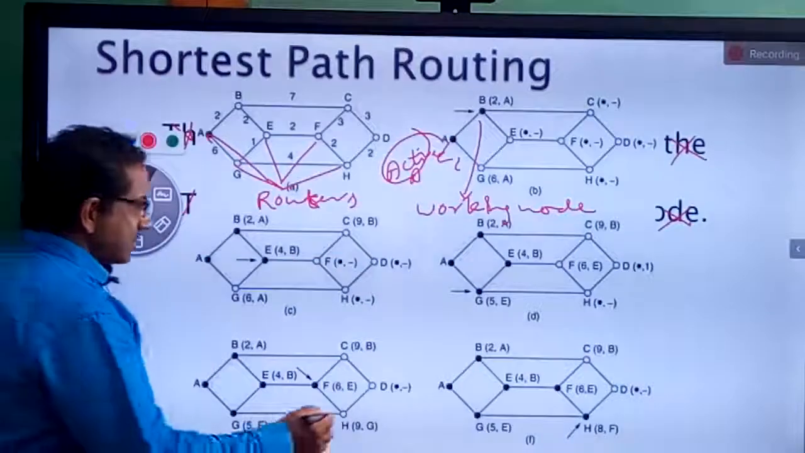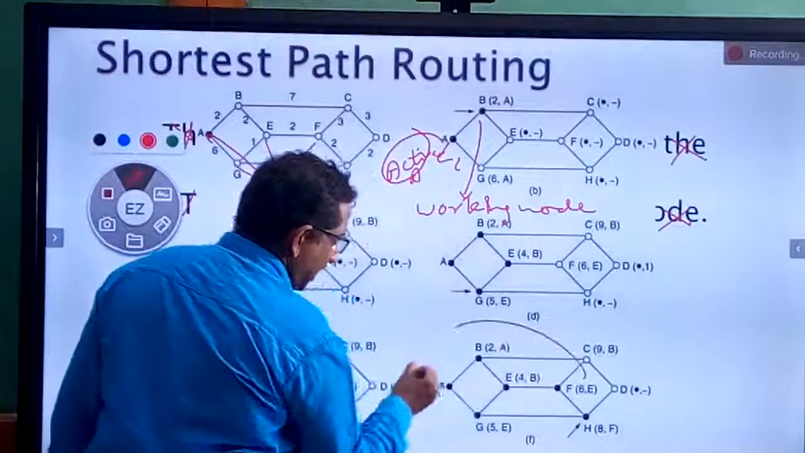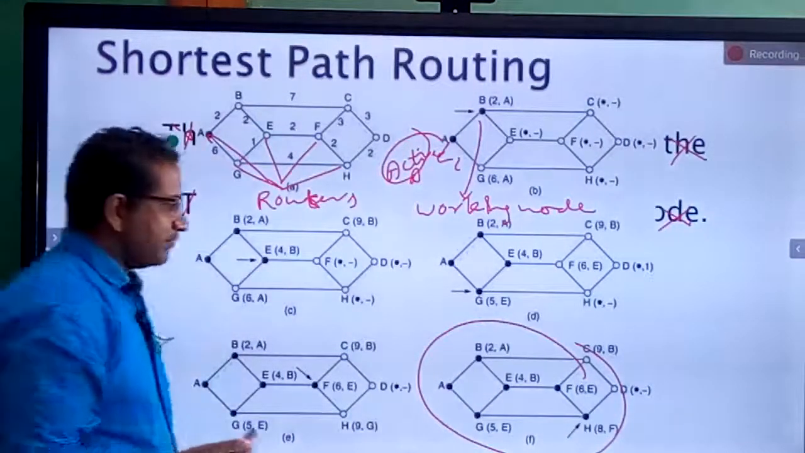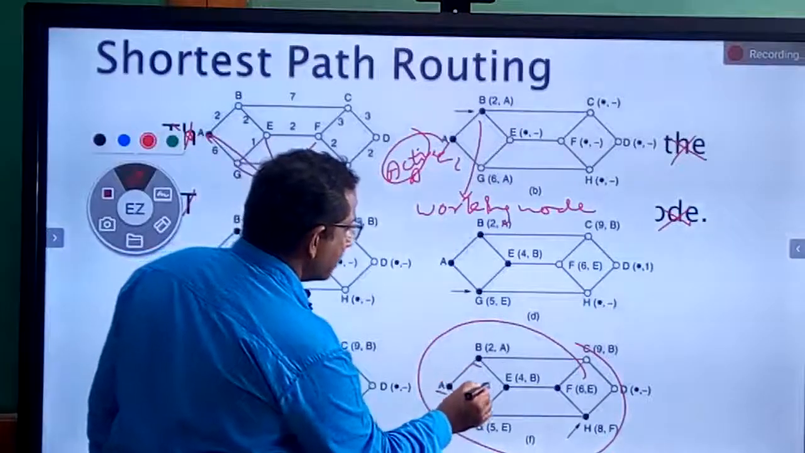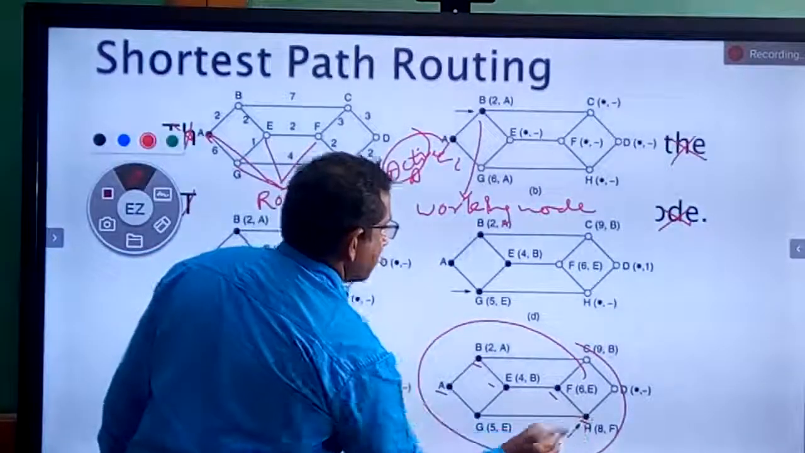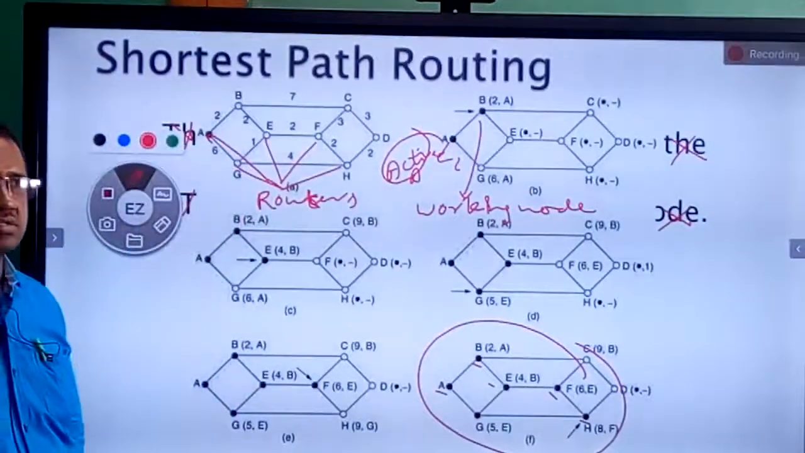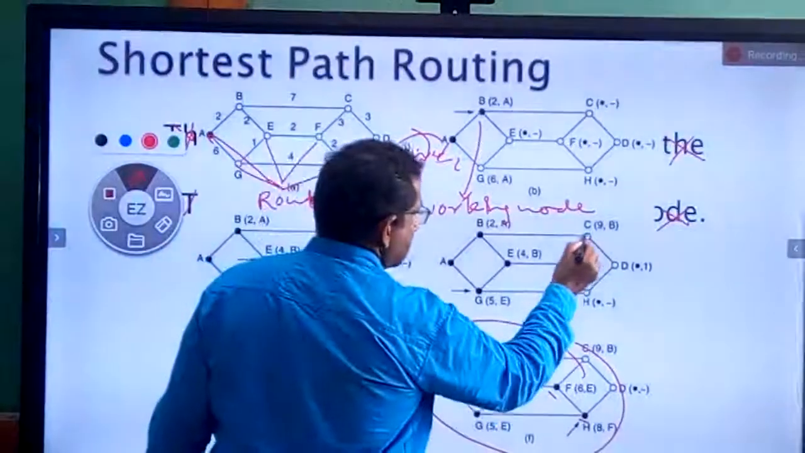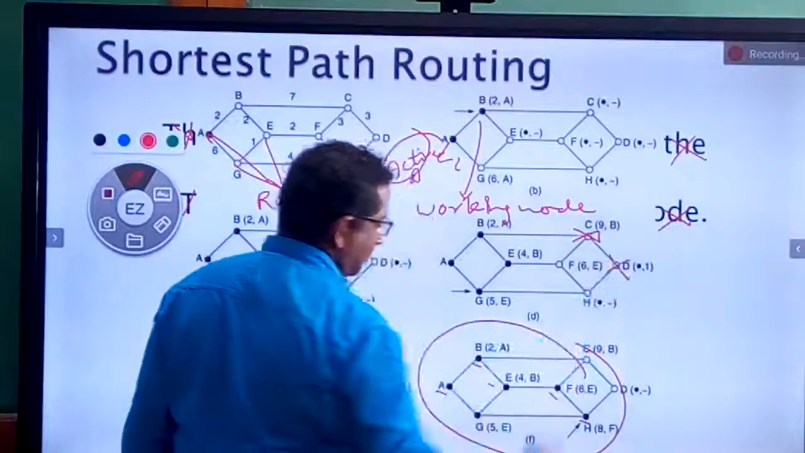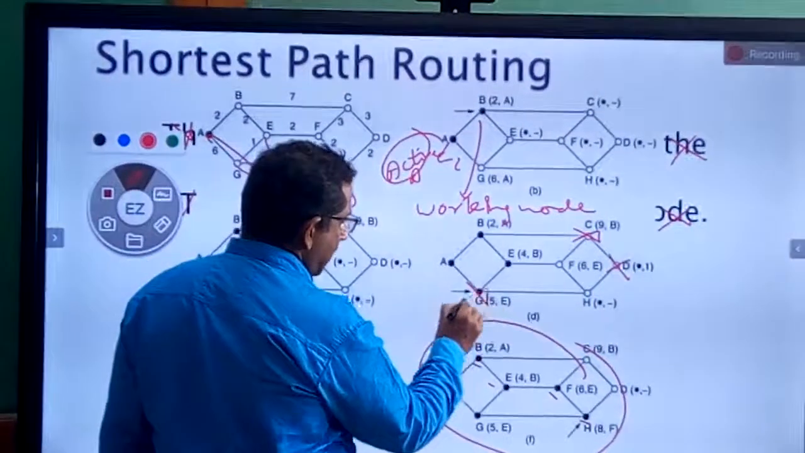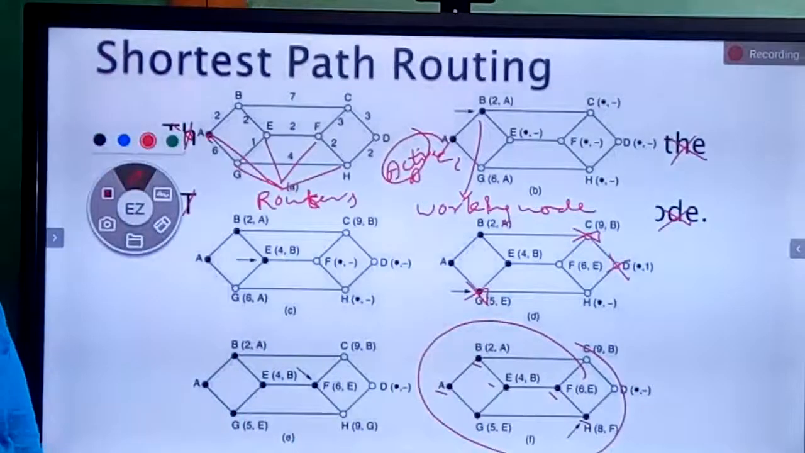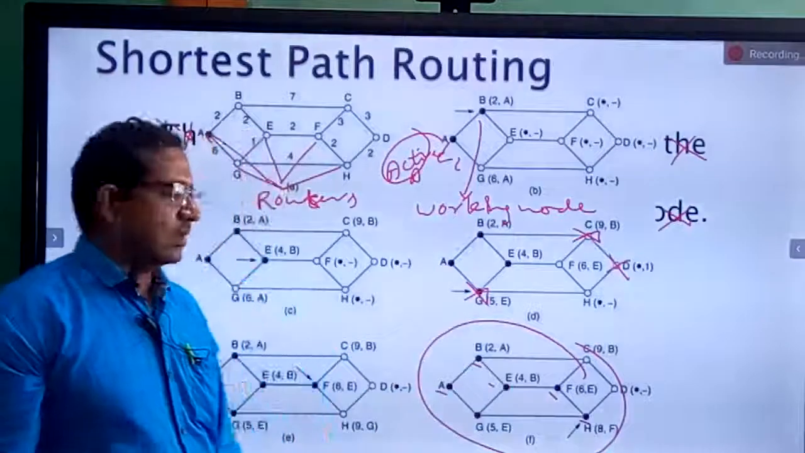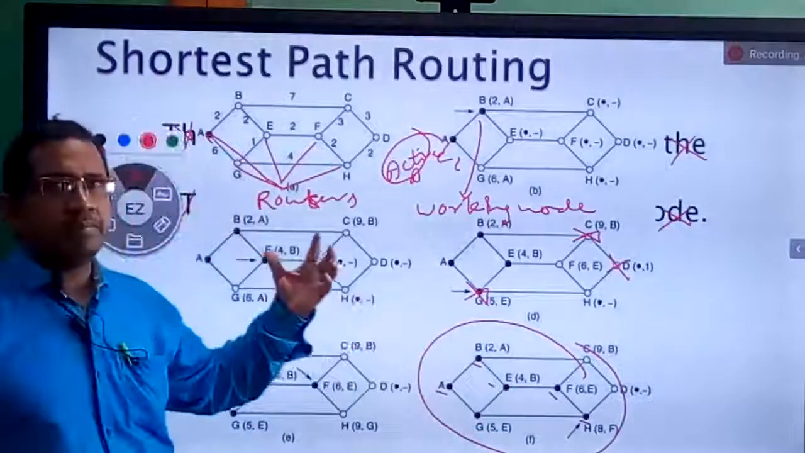Now let us come to the last figure. In this particular figure, what are the active routers? Routers A, B, E, F, H are the active routers. What are the inactive routers? All the rest of them. That means C is inactive, D is inactive, and G is also inactive. What are the working routers here? There is no question of any working router because the route has been configured. So once we configure the route, we can transmit the packet through that particular route.